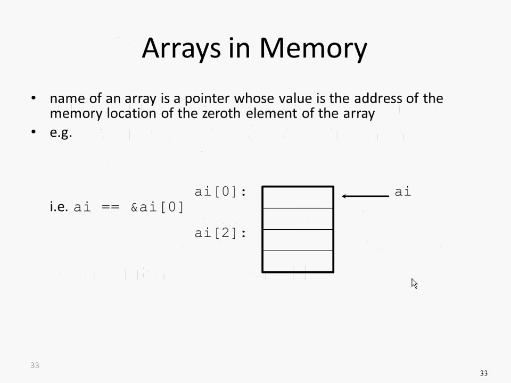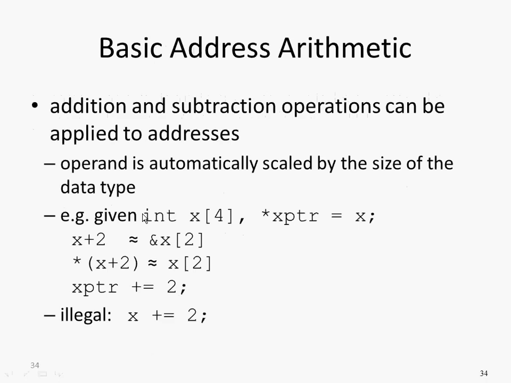Okay. So addition and subtraction, we saw this earlier. Roughly speaking, here we have int x of 4. If you say x plus 2, it's the address of the second element of x. That's not the second byte of x. These are ints. Ints may be 2 bytes each. So this is the address of the second int entry of x, which may be 4 bytes in. Bytes 0 and 1 are for the first one. Bytes 2 and 3 are for the second one. And it's byte 4.